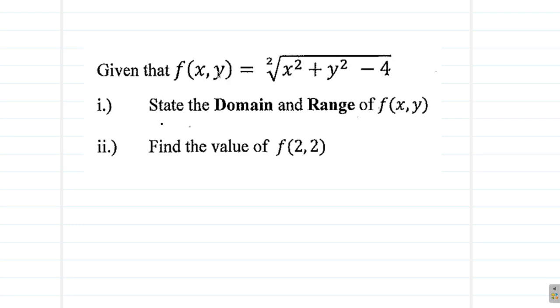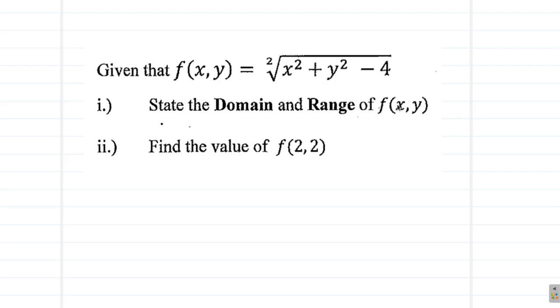We're given a function f of x, y equal this. Well, I don't know why they put 2 here. You generally don't put any number here for square root. If it's cube root or otherwise, you put the number, but not for square root. But anyway, I guess that's a mistake. The square root of x squared plus y squared minus 4. State the domain and range of f of x, y.